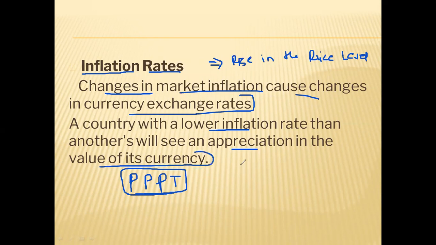Normally, we say that the dollar is a stronger currency compared to the Indian rupee. Always, the dollar's rate is high compared to the Indian currency. Why? Because the USA's inflation rate is less than India's inflation rate. So according to this theory, a country whose inflation rate is low will have a stronger currency.